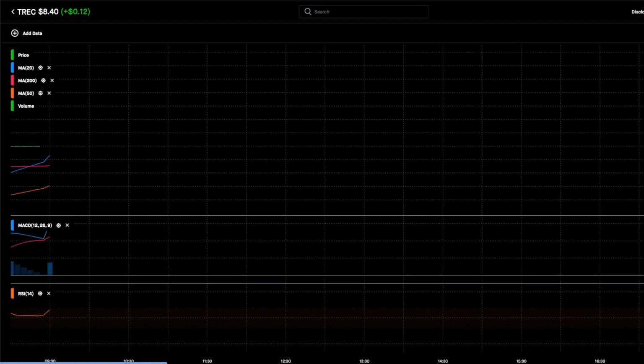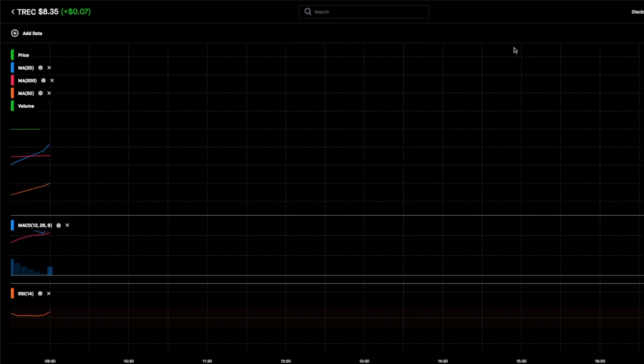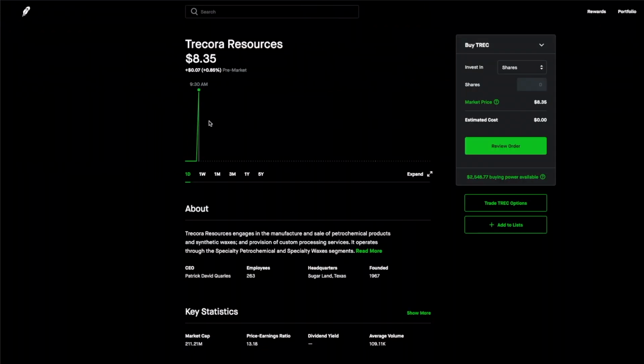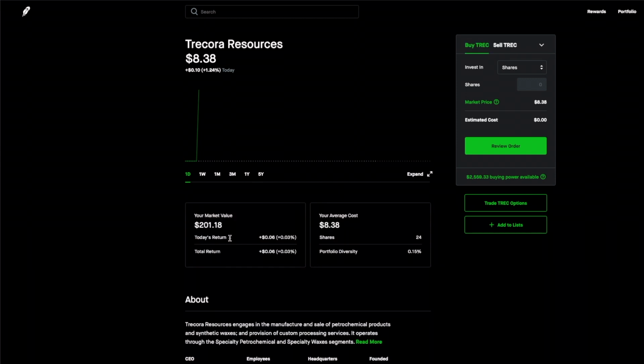So let's jump to the 1-day view, and you should see that kicking in very close. It's now 9:30, so the markets have now opened, and you can see it's dropped down to 8:35, and you can see the order was placed at an average cost of $8.38, 24 shares, and I wouldn't worry about returns at this point.